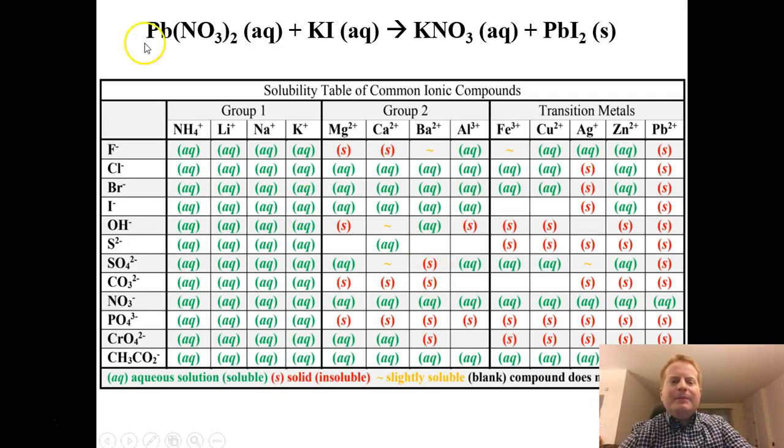So let's look at Pb and NO3. Pb is right here, and with NO3, that is aqueous, which makes sense, right? That dissolves in water essentially. And let's look at K and I. So here's K plus and I minus, and that also dissolves in water. So that's aqueous, which makes sense because they were both aqueous when we started. Now we look at K and NO3. NO3 is over here. When we look at where they meet, it's right here. That's still aqueous, so that still dissolves in water. And then we have Pb with I. So that forms a solid.